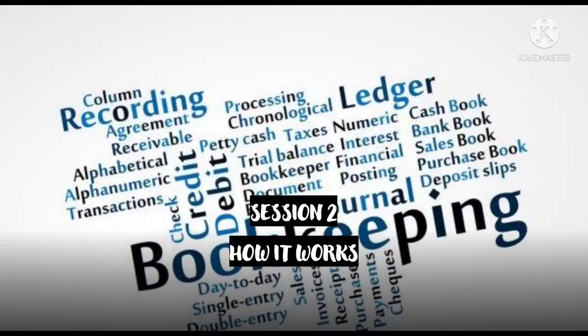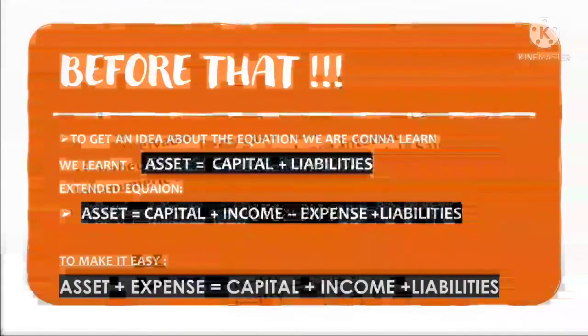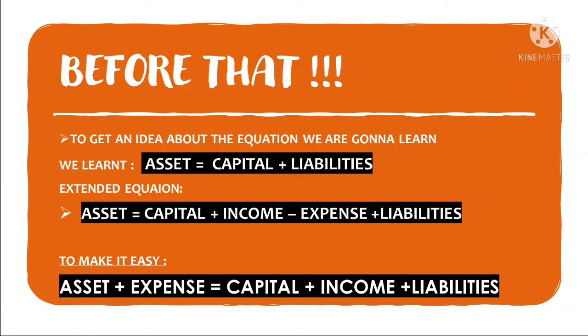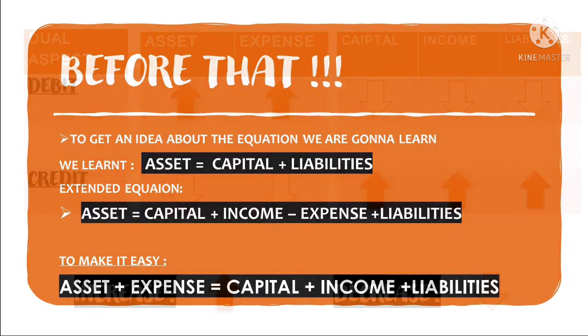Next on, Session 2, how it works. Before that, you got to know the extended accounting equation. Assets equal capital plus income minus expenses plus liabilities. To make it much easier, assets plus expenses equal capital plus income plus liabilities.